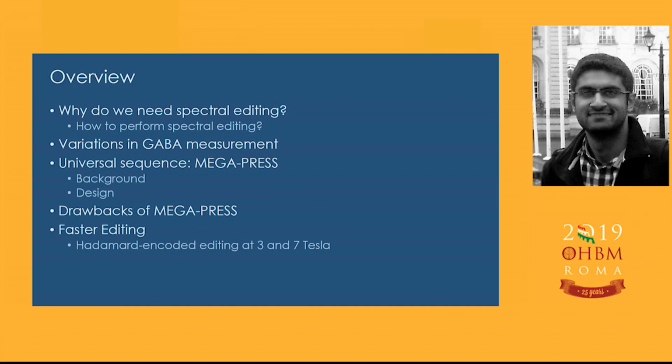So I'll first start with, as I mentioned earlier, why we need spectral editing, how to perform spectral editing, and what the variations in GABA measurement are based on this recent multi-site data that we have acquired. And then after that, I'll talk about universal sequences, how we standardized them, and why we need to standardize them across all MR vendors. What are the drawbacks of MegaPress as a single metabolite editing method. And finally, I'll talk about faster editing using HERMES encoding at 3 and 7 Tesla.